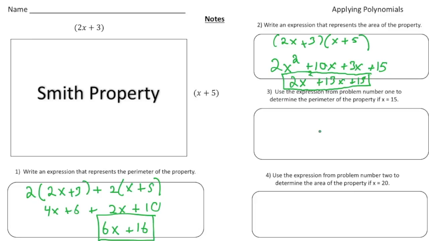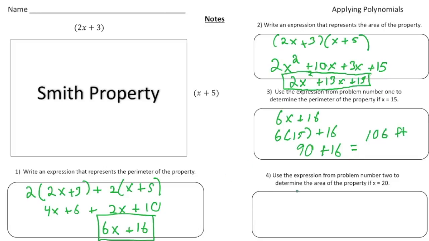All right, number 3, it says use the expression from problem number 1 to determine the perimeter of the property. Well, we know the expression for the perimeter is 6x plus 16, and now they're saying that x equals 15. So if I replace the x with the 15, it's going to be 6 times 15 plus 16. And 6 times 15 gives us 90. And 90 plus 16 will give us 106. And because it's perimeter, we'll call it feet.